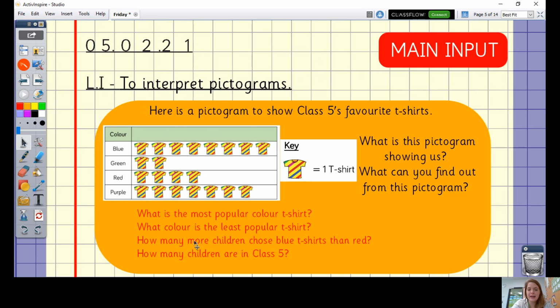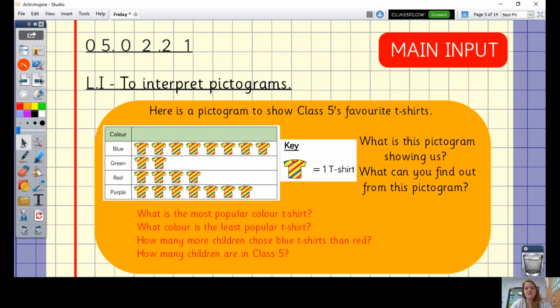For that question, you need to count the total of the t-shirts all together, because all of these t-shirts show all of the separate children in class 5. So you need to add up all of the totals to find out how many children there are in class 5. I'd like you to pause the video here. There's no need to write down the questions or the answers. You can just have a go at saying them. For example, the first one, the most popular colour t-shirt is, and then finish that sentence off. Have a go at each of those questions. You may want to do a bit of working out on your paper to help you with those last 2 questions. Take your time going through them and come back and join me when you have completed those questions.